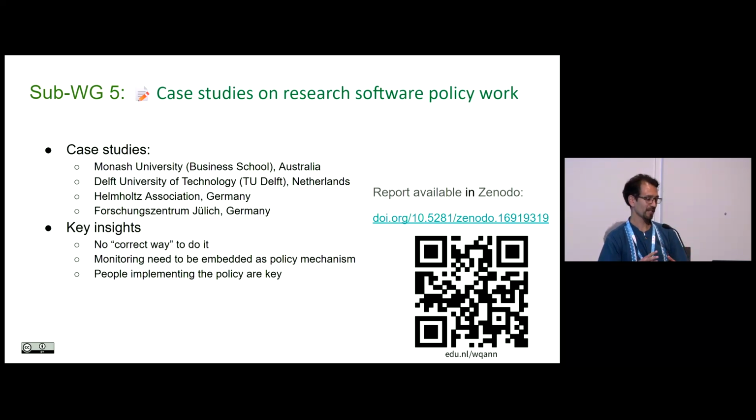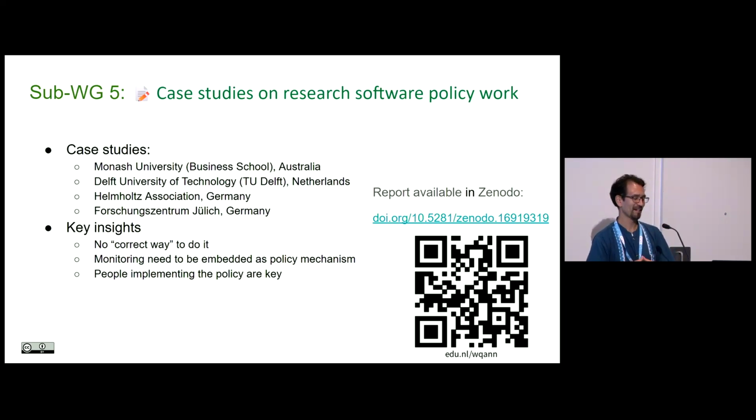So we also summarized all of these interviews with some of the key insights in this report, which is available in Zenodo. One of the things that I found more interesting was that there's no correct way of implementing a policy, so it can be bottom-up or top-down. That works either way, and it depends on the institution. That monitoring needs, so it would be better if it had more monitoring or more mechanisms to monitor the effect of the policy, or how much it's being followed.